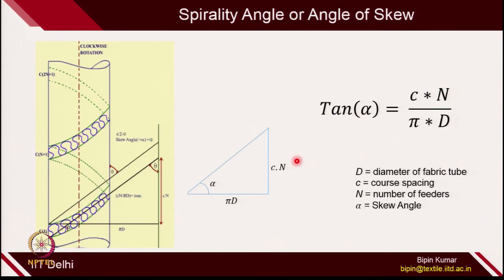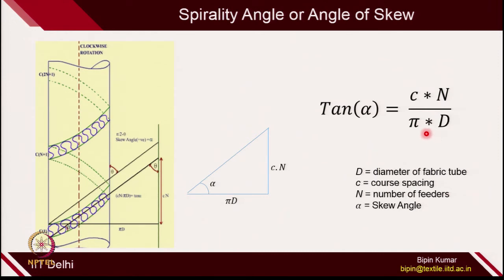So, a spiral will repeat once the needle crosses all the feeder points in the circle, and once you open it, you know the diameter of the circular tube. So, once you open this cylinder, this distance will be pi d, which is shown here. So, pi d is known, C is the course spacing and n is the number of feeders. So, this spiral length along the axis of the tube will be known to you. With this you can find out the spiral angle alpha. So, tan alpha equals C into n divided by pi times d.